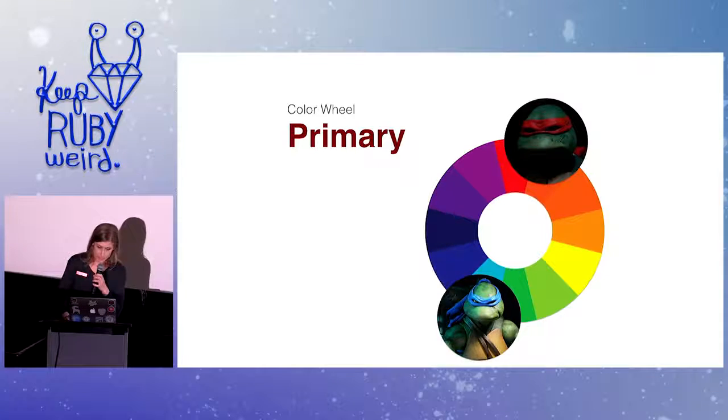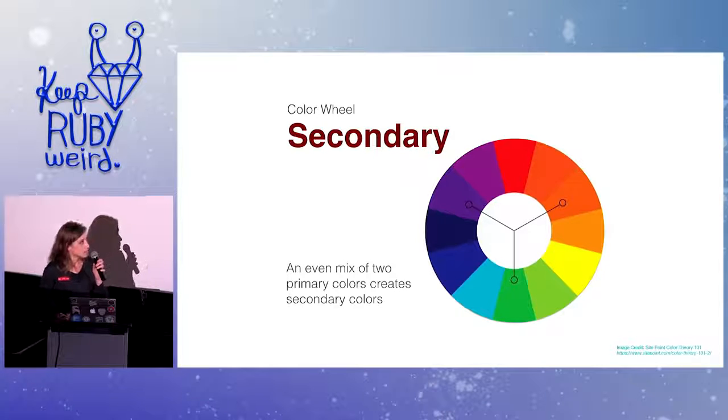Then we have secondary colors. So secondary colors are created by blending two primary colors. You will essentially just have two primary colors that are blended in equal amounts, and then you end up with a secondary color.